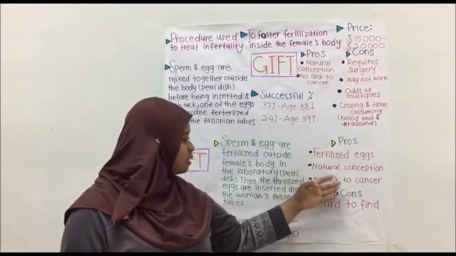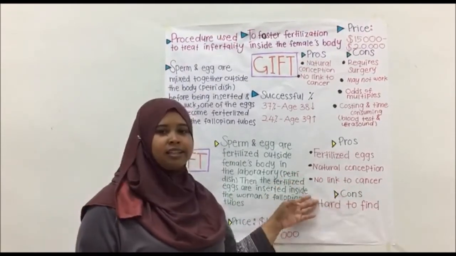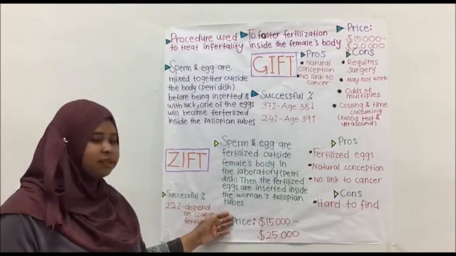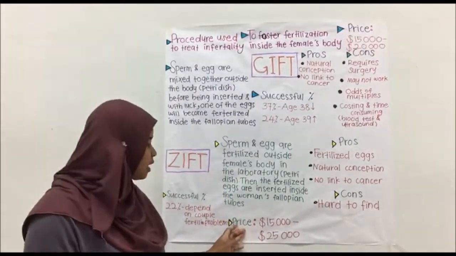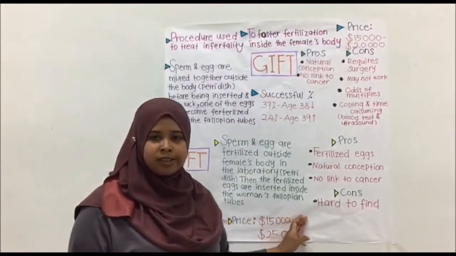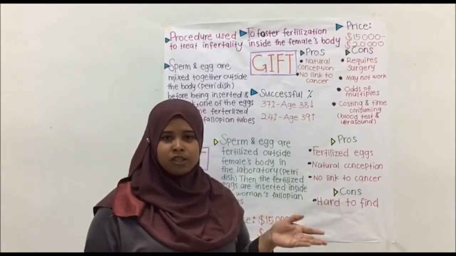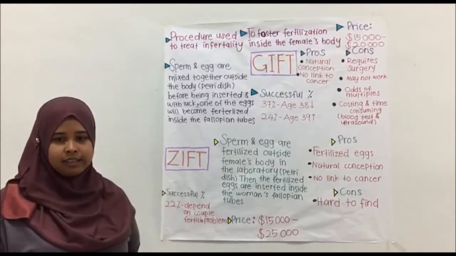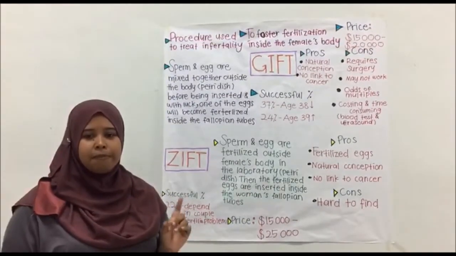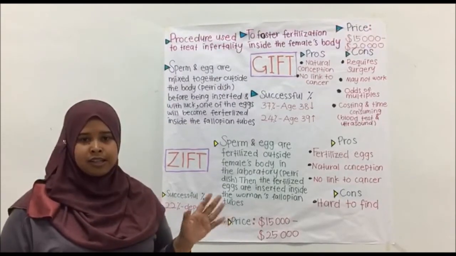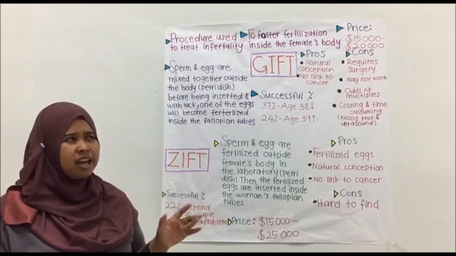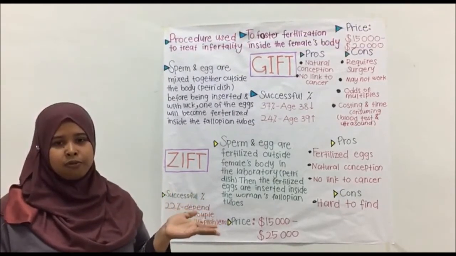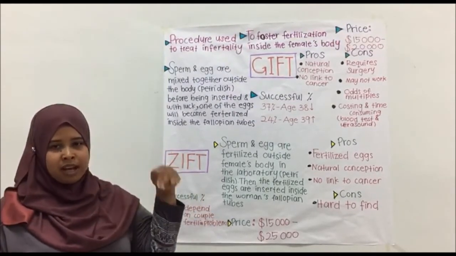The con for this technique is that it is hard to find in Malaysia. The price for this technique is about $15,000 up to $25,000. The success rate for this technique is about 22%, depending on the couple's fertility problem. If they have a high fertility problem, the success rate will come down.